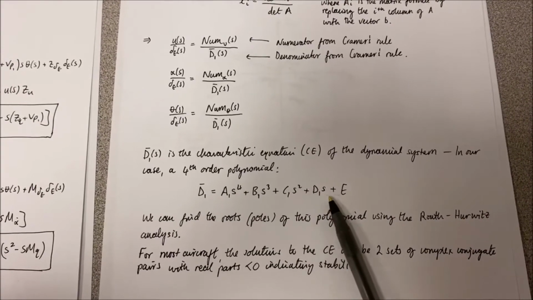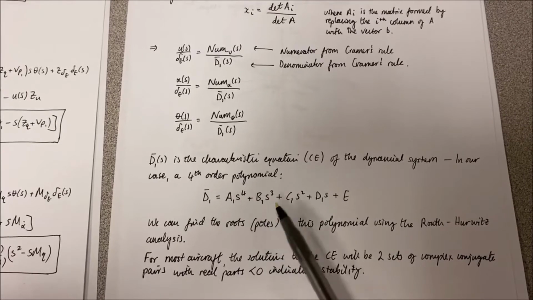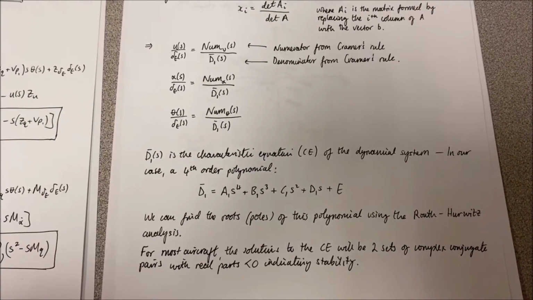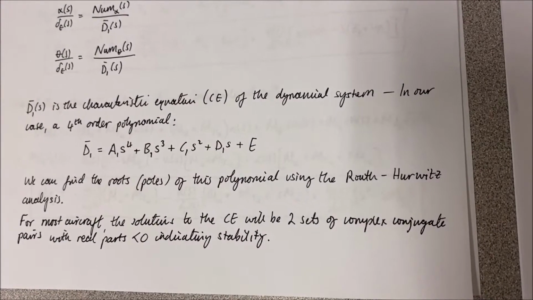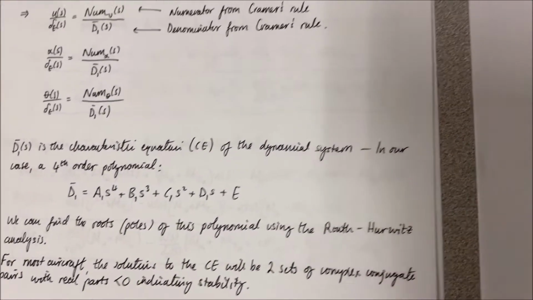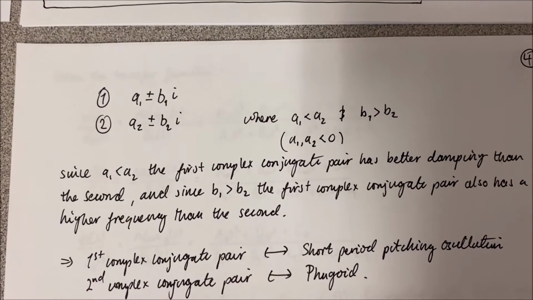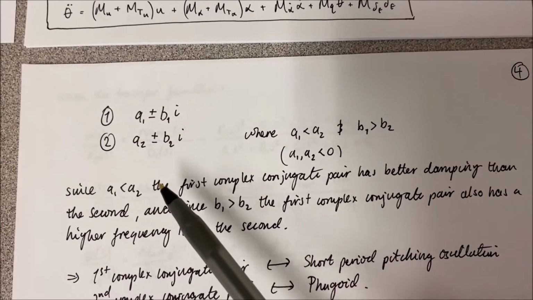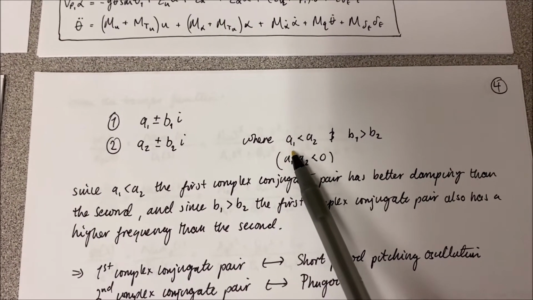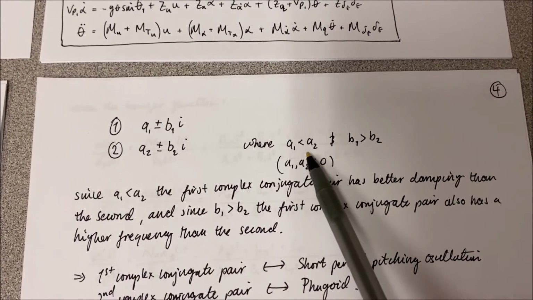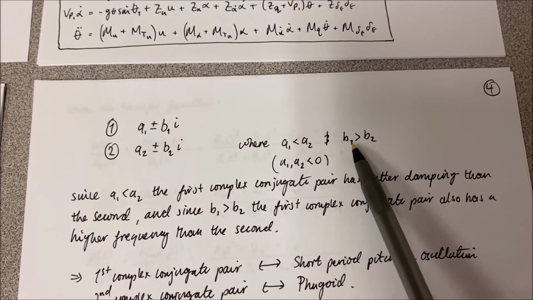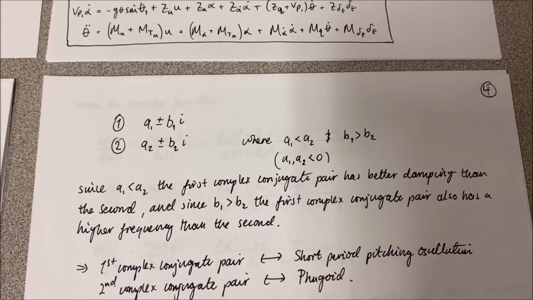But basically, for most aircraft, the solutions of this characteristic equation will be 2 sets of complex conjugate pairs, hopefully with the real parts less than 0, because that will indicate stability of our aeroplane. So assuming that we have 2 complex conjugate pairs as the solution with real parts less than 0, the solutions will look something like that, right? A1 plus or minus B1i, that's one complex conjugate pair, and A2 plus or minus B2i, that's the second complex conjugate pair. One real part is less than the other, but they're both less than 0, indicating stability. So basically this is just saying they're not equal, but they're both negative. And then one of the imaginary parts is greater than the other one, which will define our frequency of the solution.